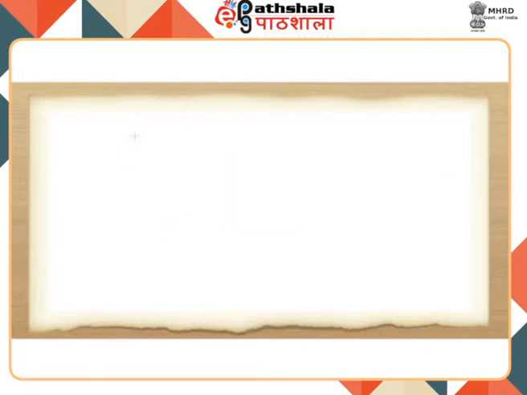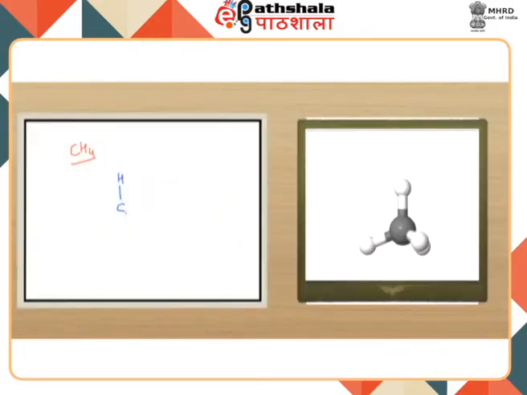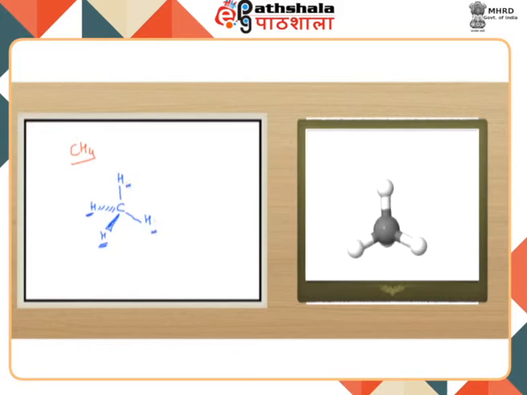Considering the next case, which is CH4. Now CH4, you are aware, because of the sp3 hybridization, the molecule is tetrahedral, that is, it has this structure where this hydrogen is coming out of the plane, this hydrogen is going behind the plane, and these two hydrogens are in the plane.